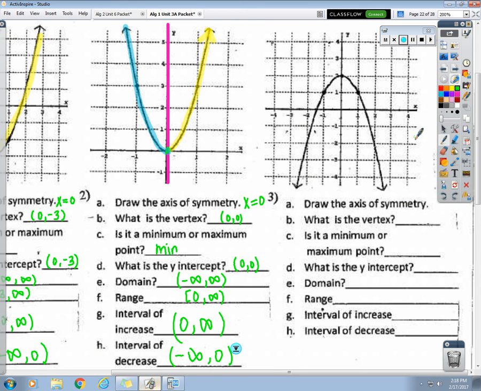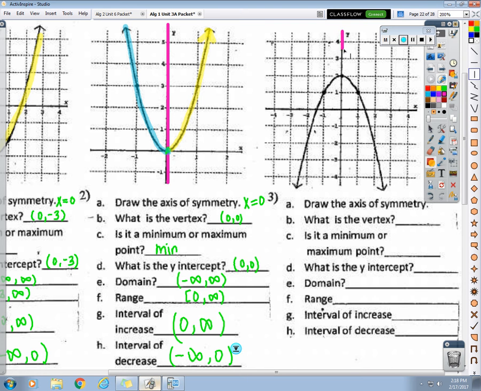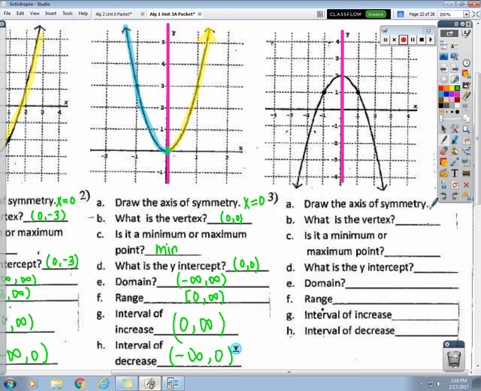All right, number 3. Where would the axis of symmetry for this one be? X equals 0. Isn't it a line that cuts through the x-axis at 0? Where is the vertex this time? 0, 2. Is the vertex a min or a max? This time it's a max because the parabola opened down, so the vertex is the highest spot on it. What's the y-intercept? 0, 2. What's the domain? Right. Think about it. Aren't all of these parabolas going to go left and right forever? What about the range?